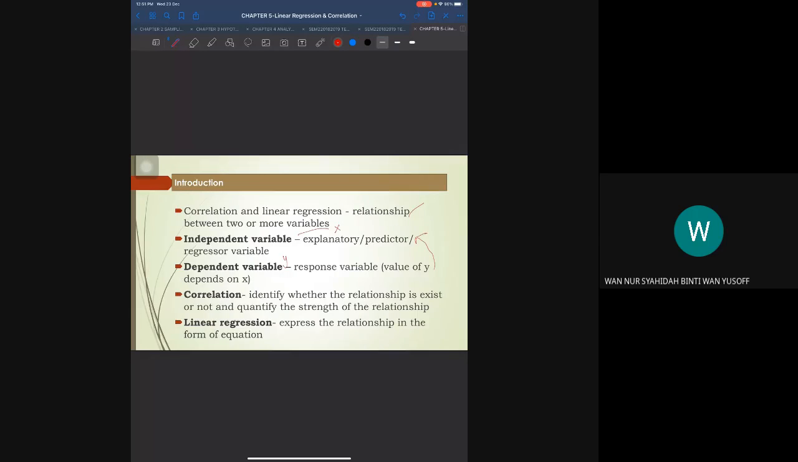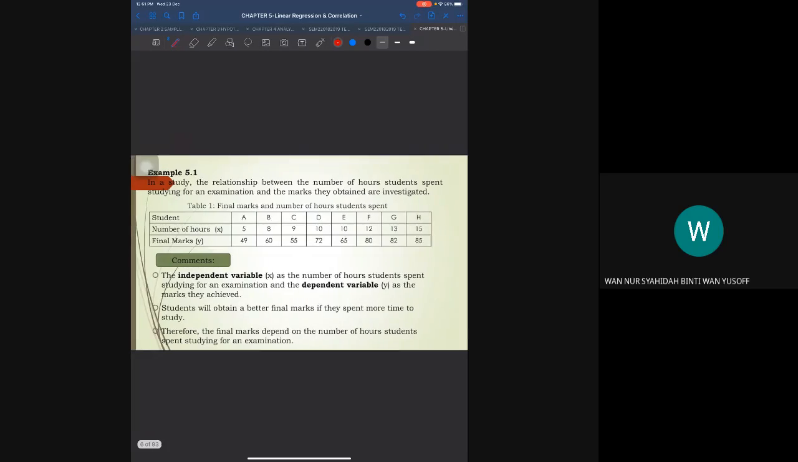After we calculate the correlation and a relationship exists between the variables, then we can form an equation, or we can construct an equation or model to represent those variables. That's what we call linear regression. So we have an example here.